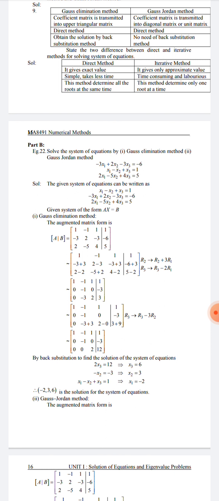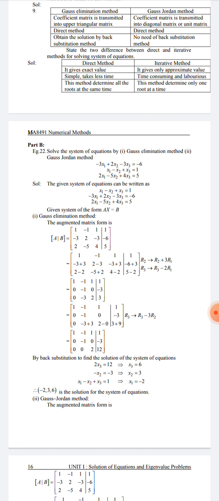Now I am rearranging the given set of equations such that x1 minus x2 plus x3 equal to 1, minus 3x1 plus 2x2 minus 3x3 equal to minus 6, and 2x1 minus 5x2 plus 4x3 equal to 5.